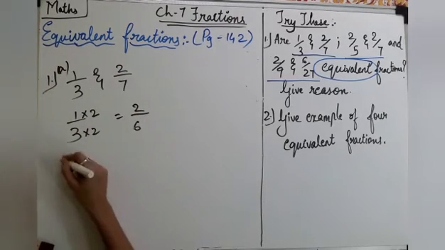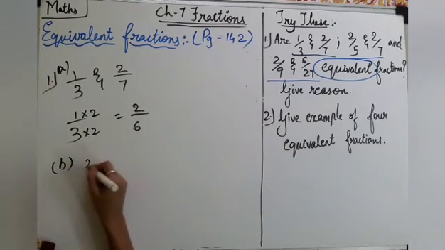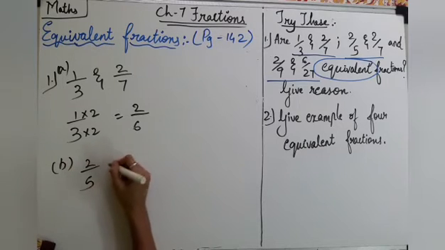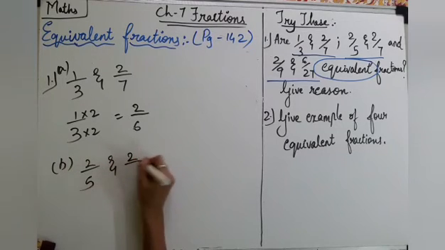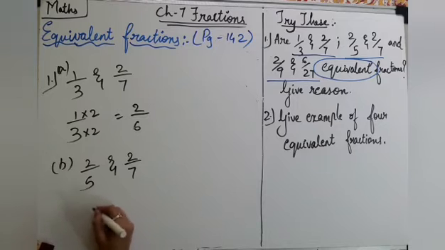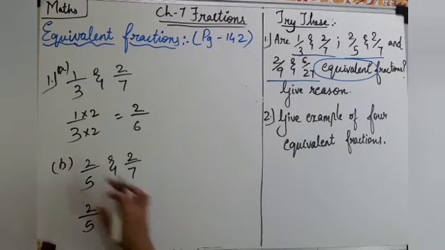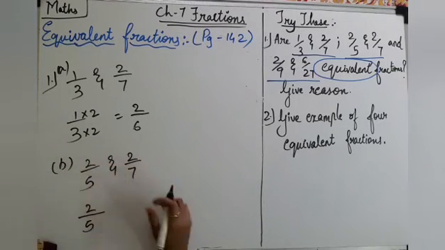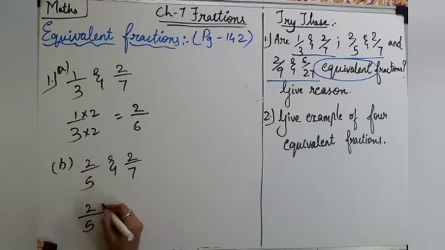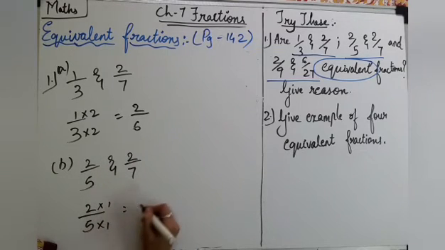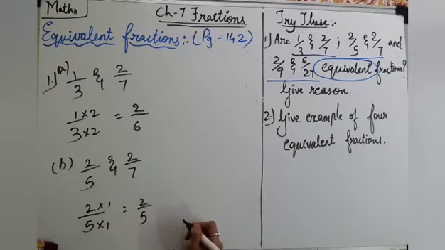This was our A. Now B. What is given? 2 upon 5 and 2 upon 7. Are they equivalent? So 2 upon 5, for bringing 2, what will I do? I will multiply by 1. So it is coming like 2 upon 5 only. But in the 5 table, 7 is not coming. So this is also not equivalent.